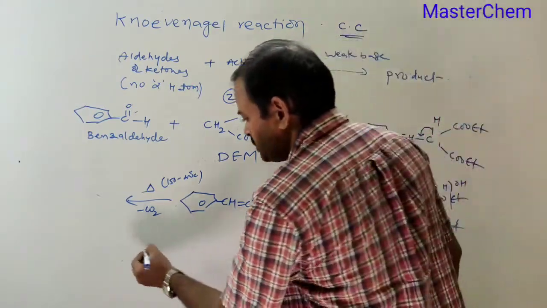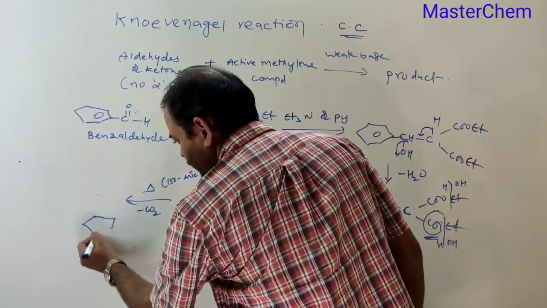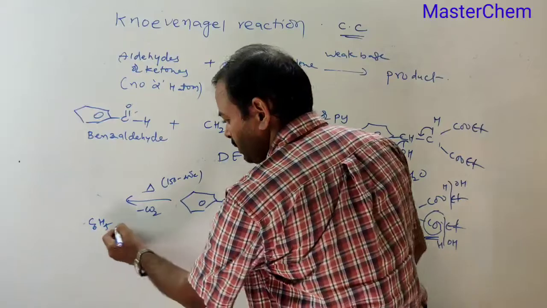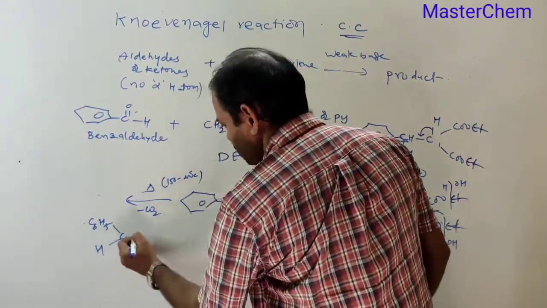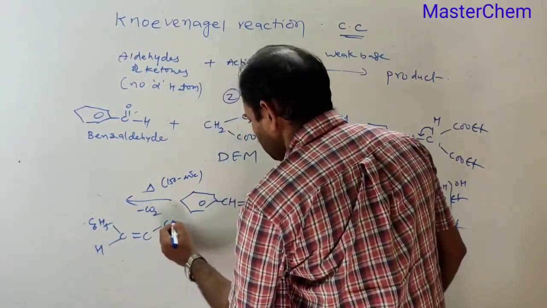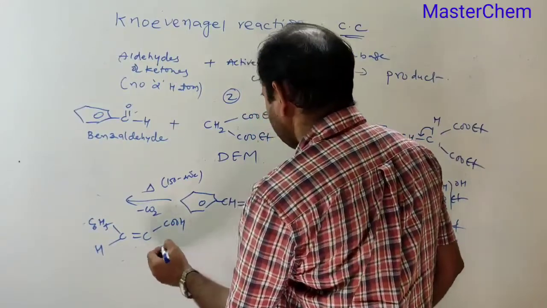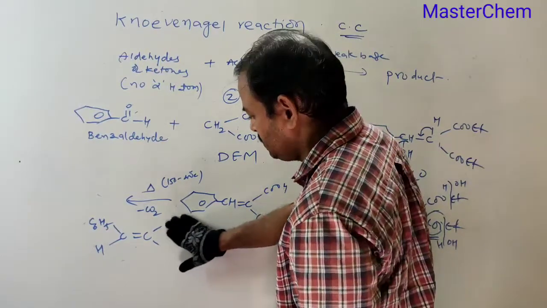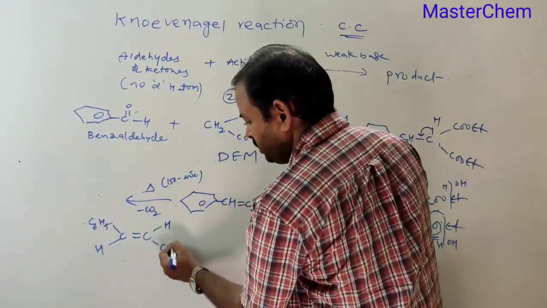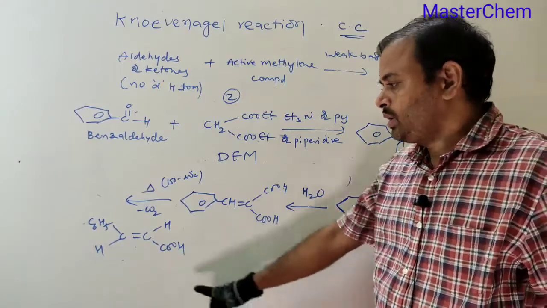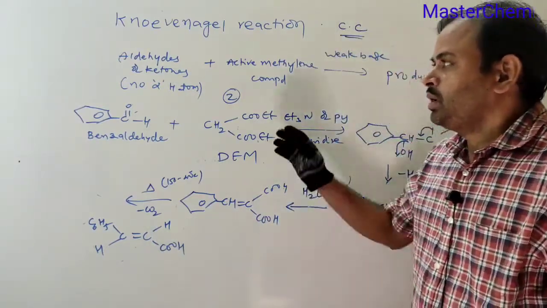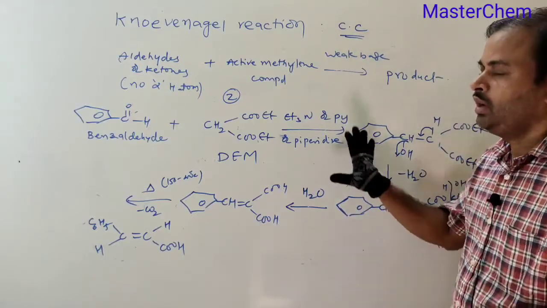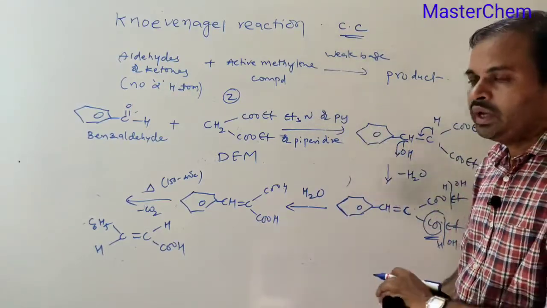So what is the product? Cinnamic acid, C6H5, the benzene ring, and CH double bond C, COOH, H. This looks like cis-cinnamic acid, but it is trans-cinnamic acid, so that is why I should write it like this. Trans-cinnamic acid is formed by the Knoevenagel reaction. With these two examples I have explained the Knoevenagel reaction.